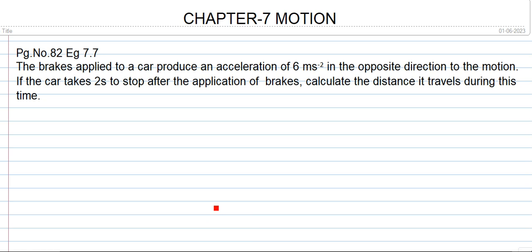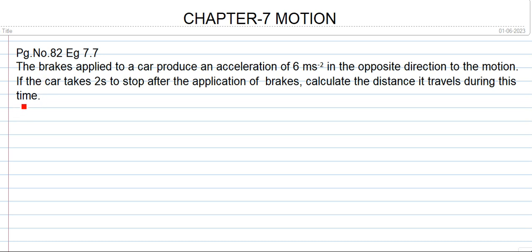This problem is in page number 82, example 7.7. So the question reads, the brakes applied to a car produce an acceleration of 6 meter per second square in the opposite direction to the motion. If the car takes 2 seconds to stop after the application of brakes, calculate the distance it travels during this time.